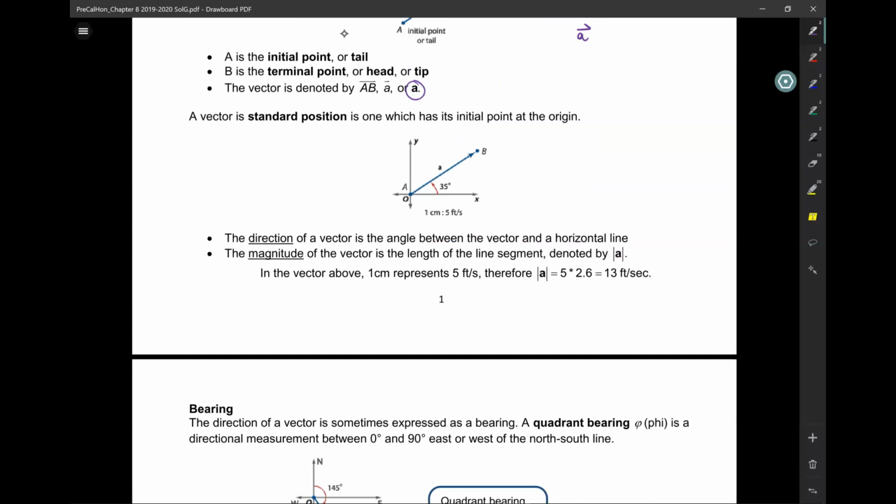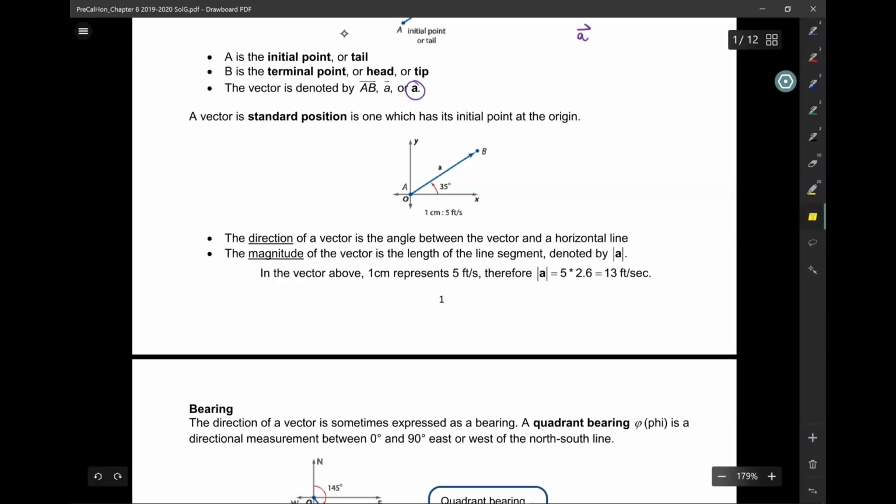What does it mean to have a vector in standard position? You can have a free-floating vector anywhere in space, right? But the minute you take it, just like angles, when we talked about an angle, the minute you put the vertex at the origin, then it's in standard position, right? It's the same thing with a vector. The minute you anchor the vector so that the initial point is at the origin, then we say it's in standard position.